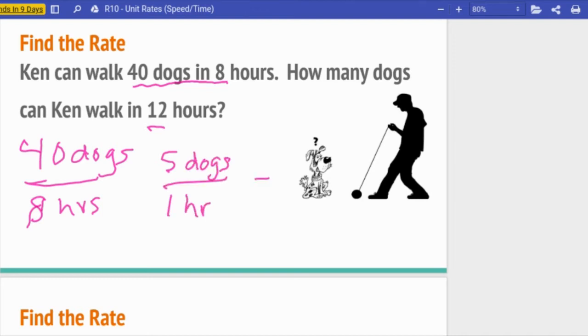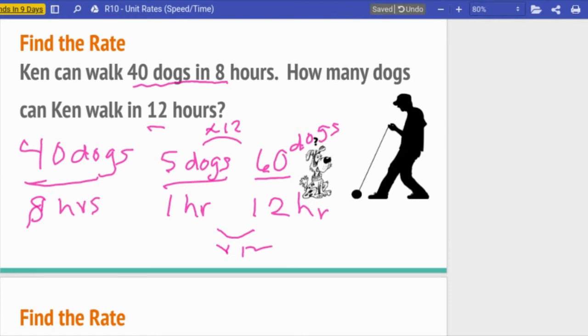That's my unit rate, but I want to know in 12 hours. So to get to 12 hours, I times by 12. So I'm going to do that up here as well. And 12 times 5 is 60. So Ken could walk 60 dogs in 12 hours.